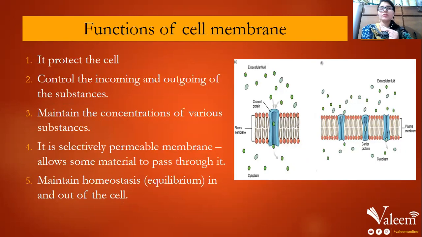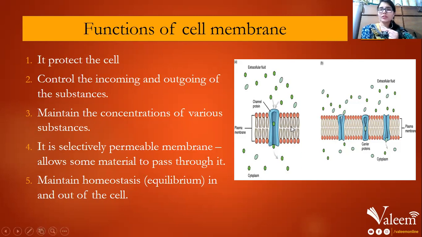So the function of a cell membrane: the cell membrane is the outer structure of the cell. It protects the cell, controls the incoming and outgoing of the cell, and maintains the concentration of various substances. It is selectively permeable in nature. What does selectively permeable mean? It allows few substances to pass through it. And the last one is to maintain homeostasis. What is homeostasis? That is the equilibrium of the molecules in and out of the cell.